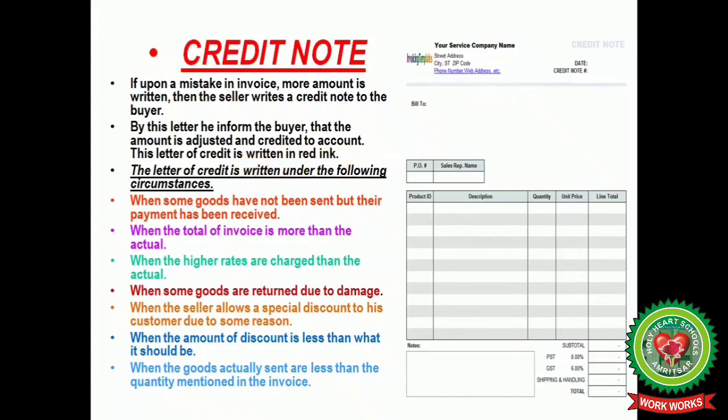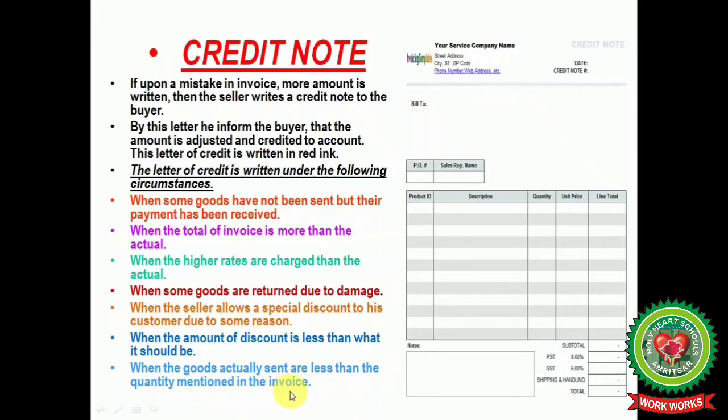So it includes the following circumstances, like when some goods have been sent but their payment has been received, when the total of the invoice is more than the actual, when higher rates are charged, or when some goods are returned due to damage, when the seller allows a special discount to a customer due to some reason, or when the amount of discount is less than what it should be, or maybe when the goods actually sent are less than the quantity mentioned in the invoice.